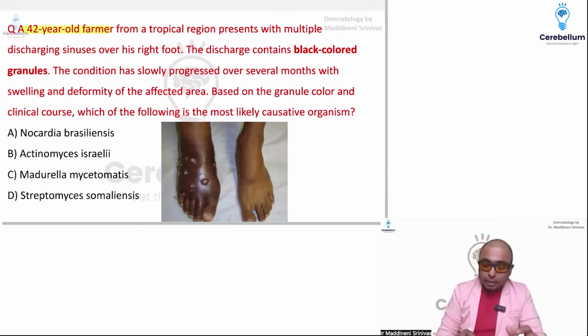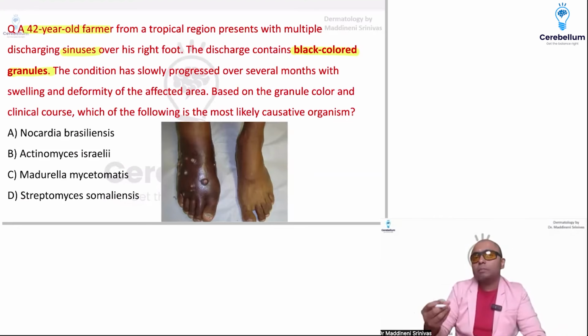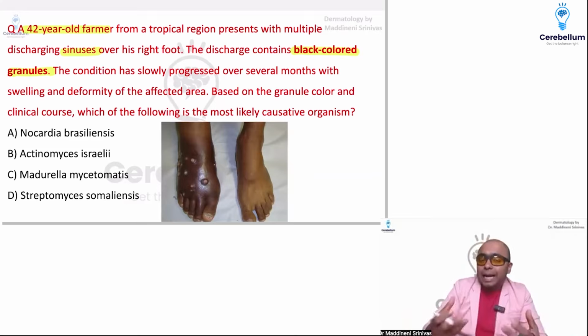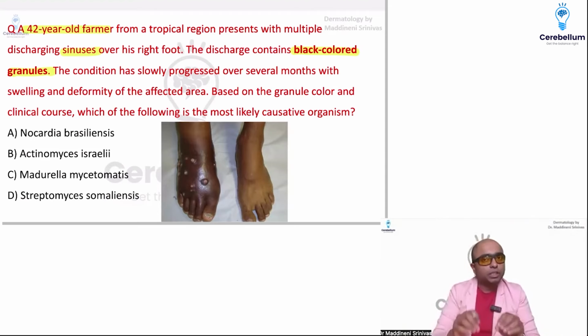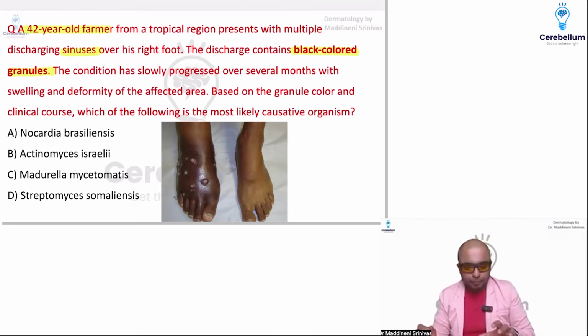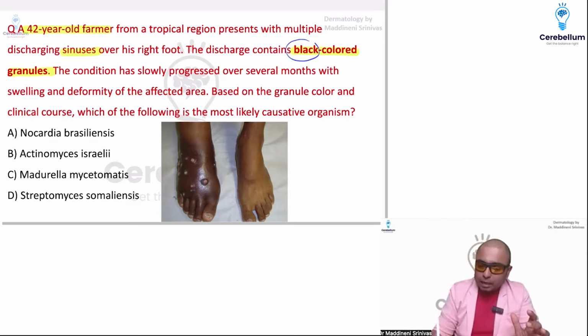So farmer, multiple sinuses, and it was mentioned that black colored granules. We have also discussed this in the previous year, 7th November marathon also. Dependent upon the color of the granules, we can differentiate mycetoma into eumycetoma and actinomycetoma. So why is this mycetoma? First of all, because in mycetoma we are going to have a triad of granules, sinuses and the swelling. You can see swelling is there in the picture. It is mentioned sinuses, and also you can see there are granules which is given in the question, which are black colored granules. So it is mycetoma.